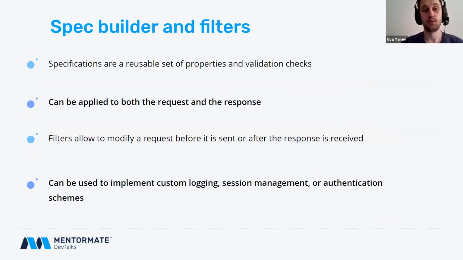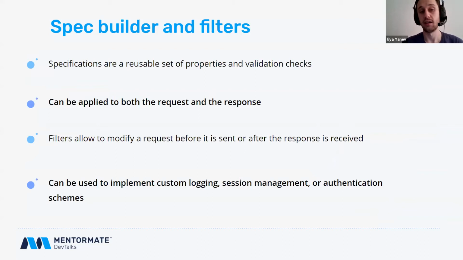One thing which Rest Assured gives you is the so-called spec builders and specifications. What those are is nothing more than a reusable set of properties and verification and validation checks. So if you find that in a lot of tests you're repeating the same assertion over and over again, Rest Assured gives you the ability to make a so-called specification, which you can apply to every request that you make. So you don't have to repeat the same lines of code again and again.